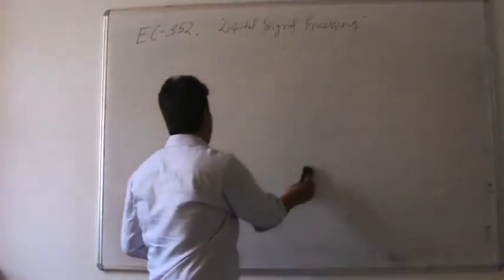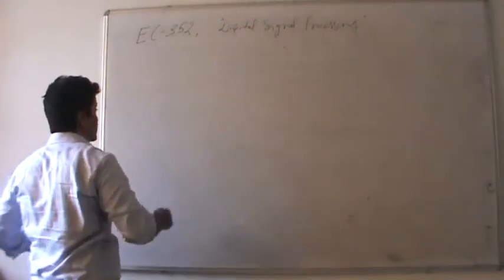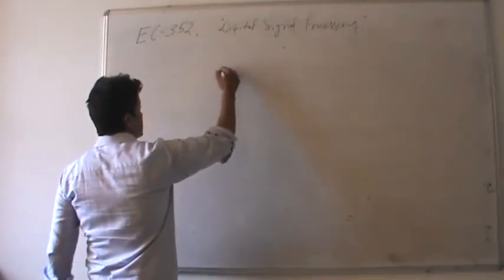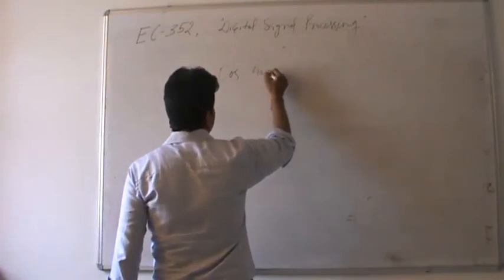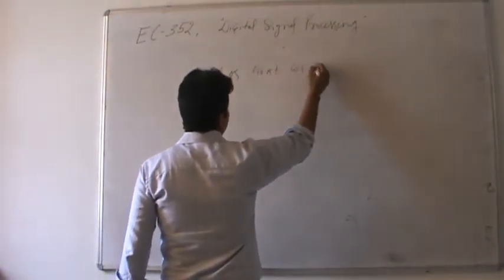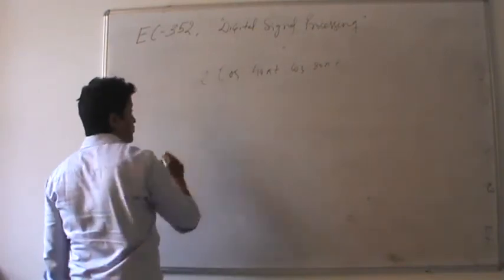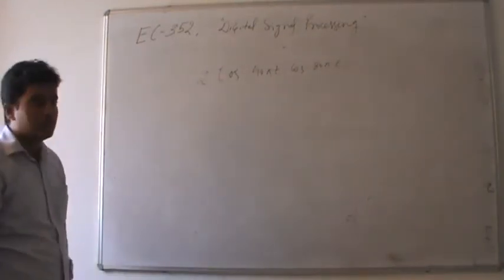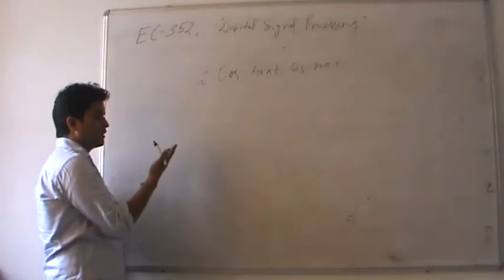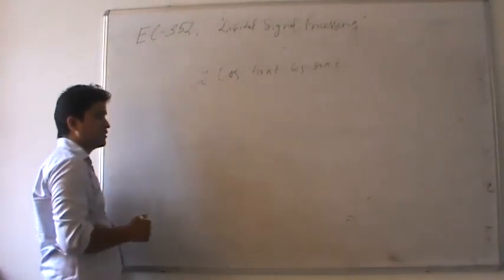Sometimes we may have problems in a different format, like you have cos 40 pi t cos 80 pi t. Suppose this is the problem given to us. What will be the appropriate, accurate or exact sampling frequency for this signal?